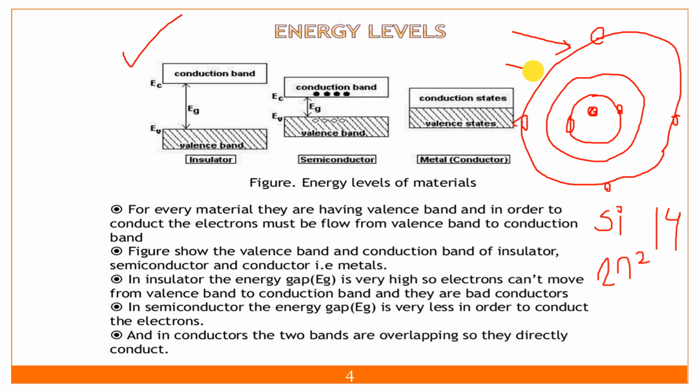I can expose them to the light, means I will put some photons, bombarding of photons on them. So what will happen, they will gain the energy and they will release. Whatever the last orbit atoms are there, they will release.